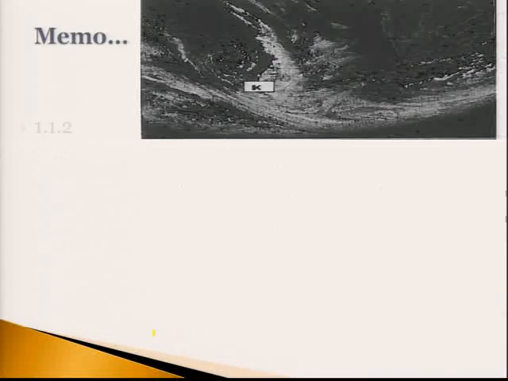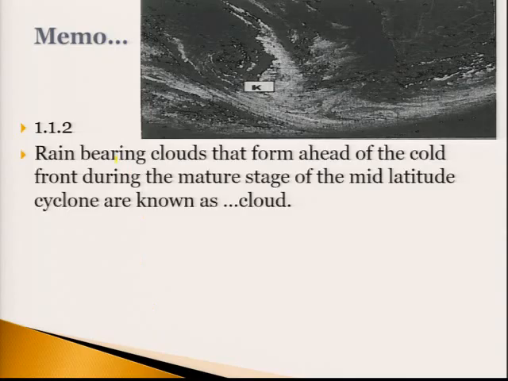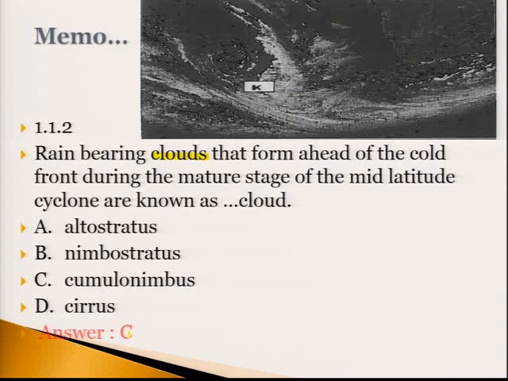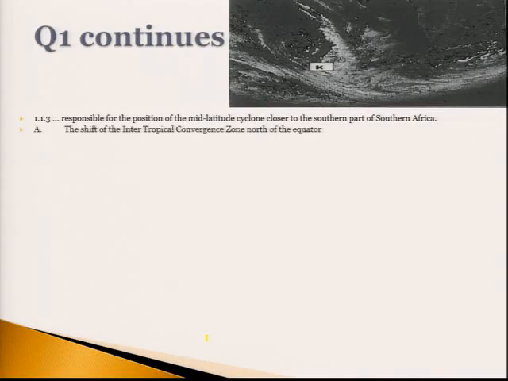Let's go to the second question. The rain-bearing clouds that form ahead of our cold front during the mature stage of the mid-latitude cyclone are known as which clouds? The first one was A, altostratus, B, nimbostratus, C, cumulonimbus, and D, the cirrus clouds. Rain-bearing clouds in a mid-latitude cyclone, the correct answer is C, the cumulonimbus clouds. We proceed to the third question.